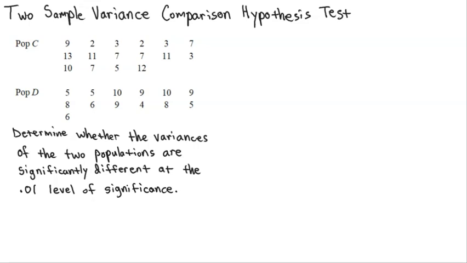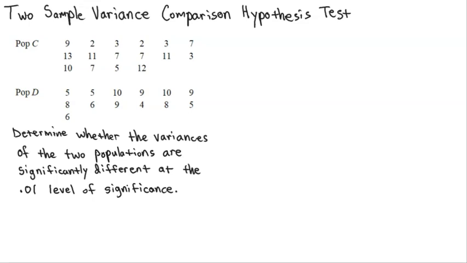So now we're going to do two examples of the two sample variance comparison hypothesis test. You can see here we have a sample from population C and a sample from population D. It says determine whether the variances of the two populations are significantly different at the 0.01 level of significance. We're going to go through the steps that we just learned in the previous video.